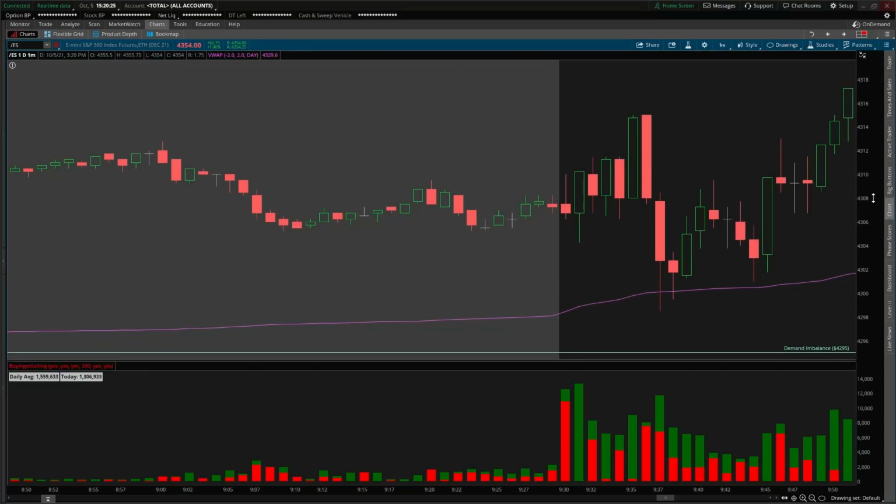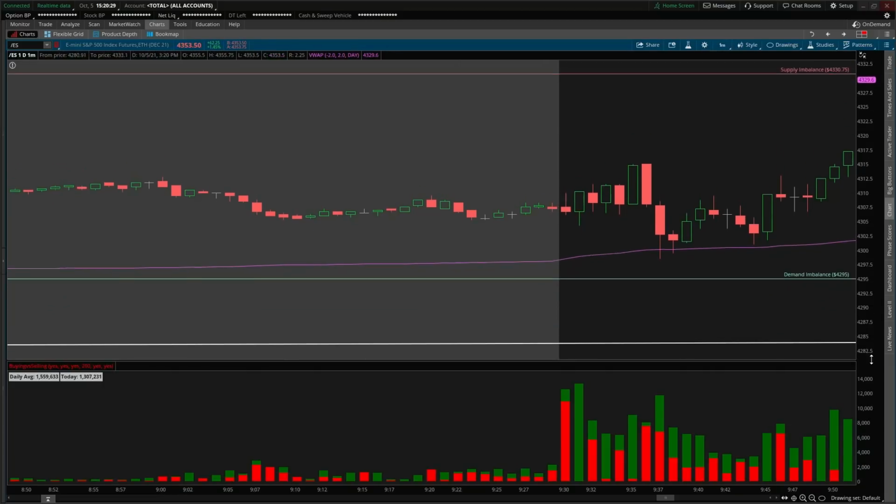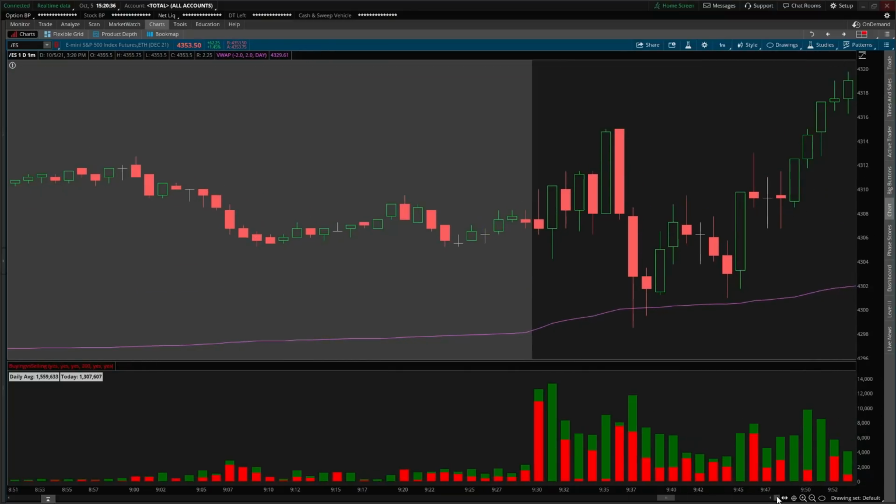And this is how you could use, other than longing off demand or shorting off supply, you could use the zones as magnets because at this point, I'm targeting the 4330 zone. Now that I know buyers are factored in, start moving up.